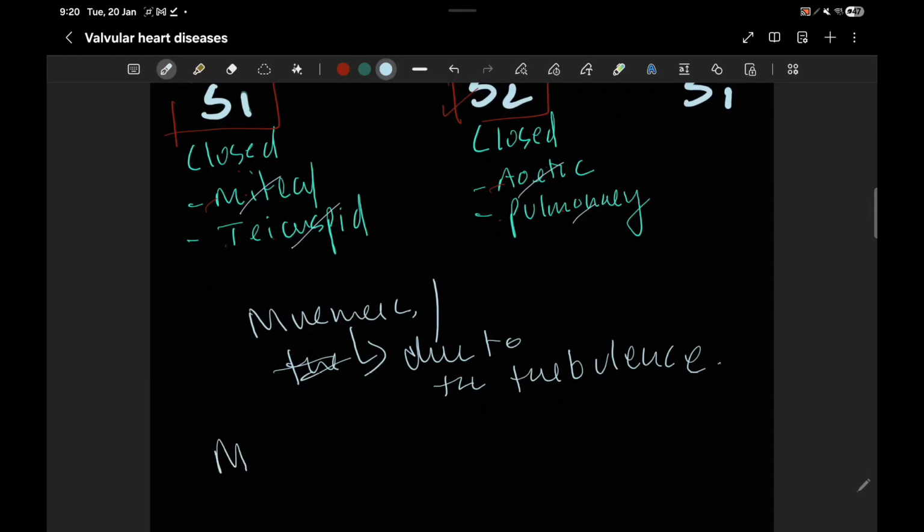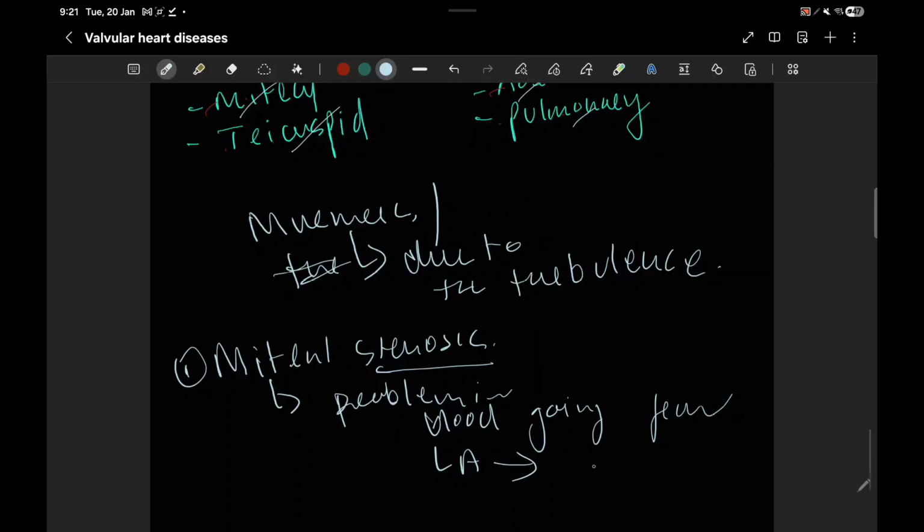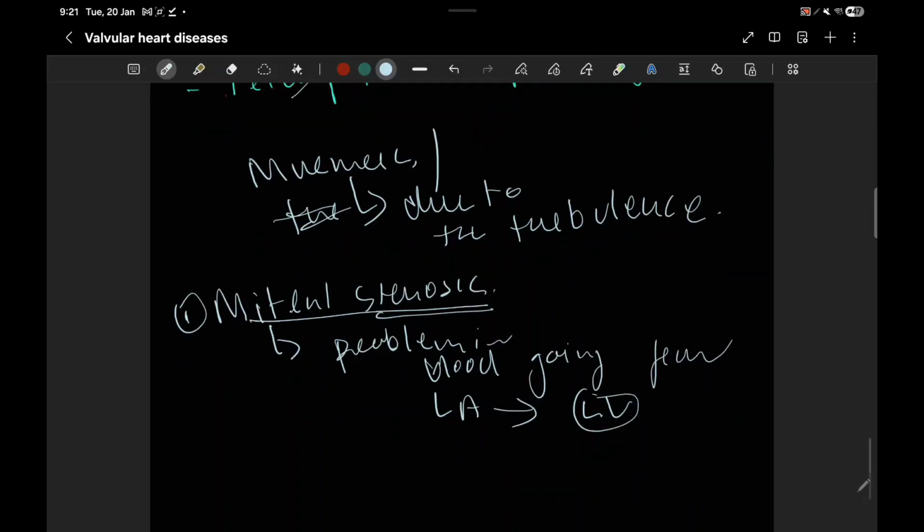So let's discuss one by one. In mitral stenosis, we'll go in detail, guys. In mitral stenosis, the blood must force its way through. Due to less space, it cannot go through. You know that the mitral valve is present between the left atrium and left ventricle. So there will be a problem in the blood going from the left atrium to the left ventricle. So due to mitral stenosis, what will it cause? A murmur.